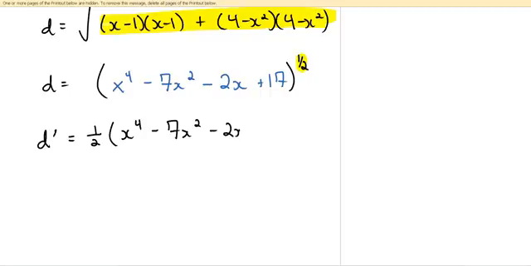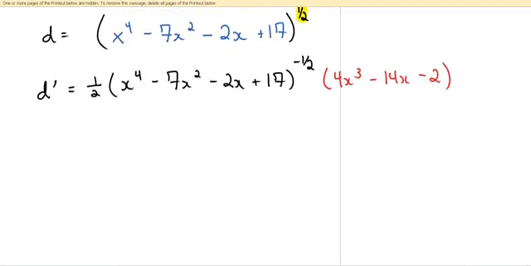I apologize for that. Power rule first. And then I use the chain rule, which is the derivative of the inside there, which is 4x cubed minus 14x minus 2. Right? Okay, and then once I've taken the derivative, I need to set it equal to 0. So I'm going to erase that and put a 0 here.